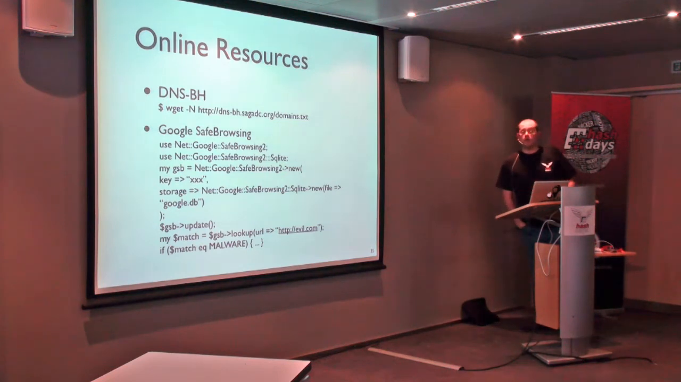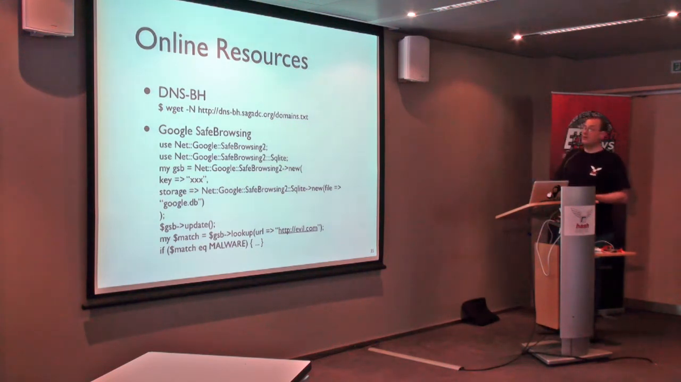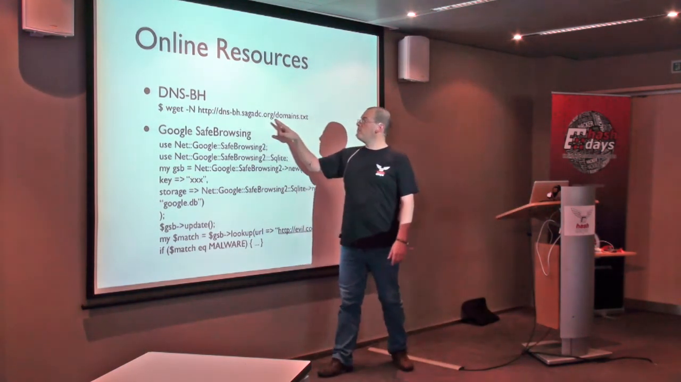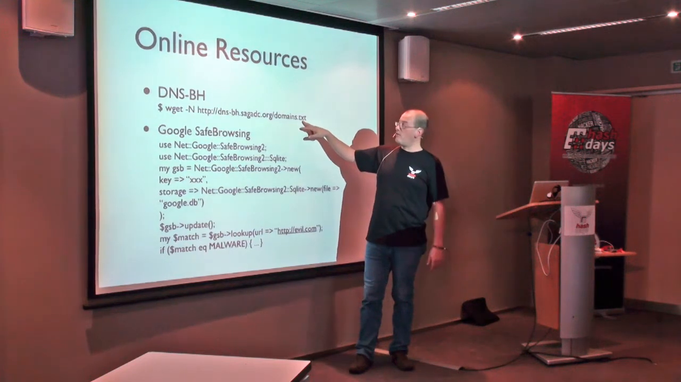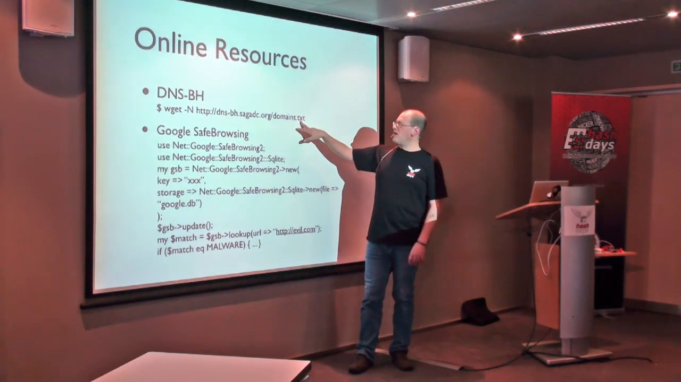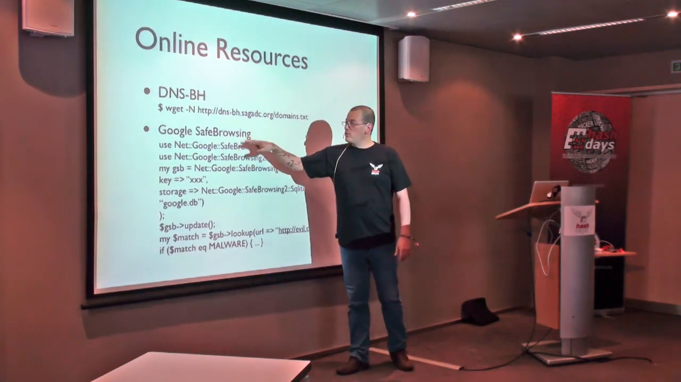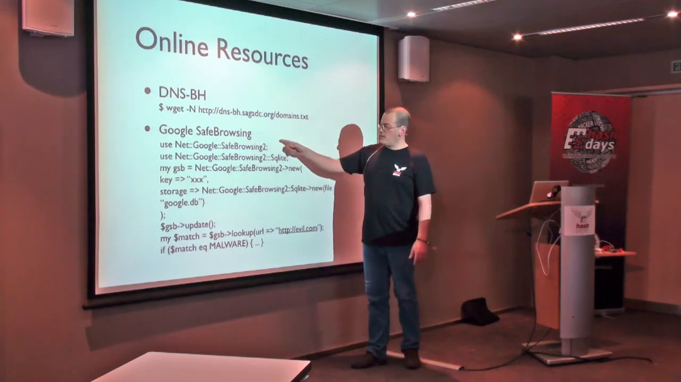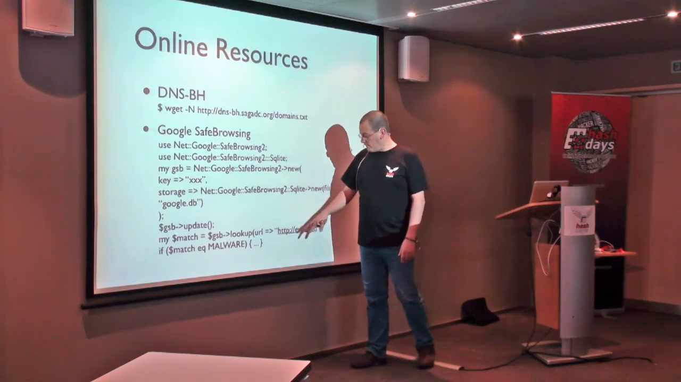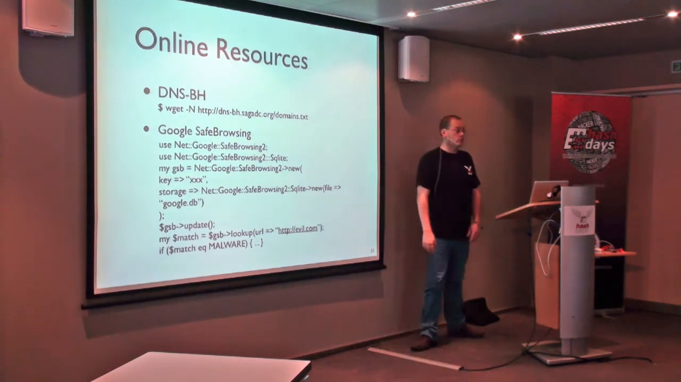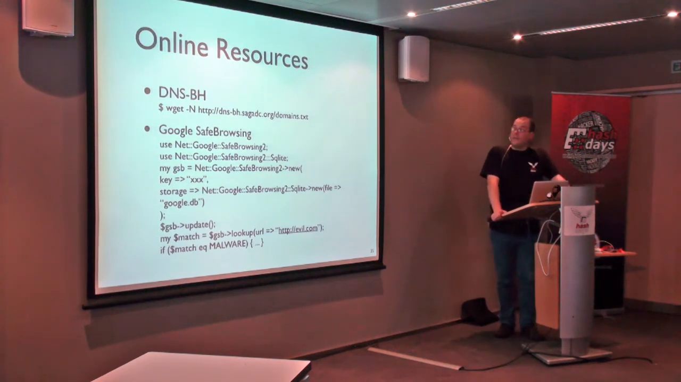First, you can use online resources. A well-known list of suspicious domain names is malwaredomains.com, where you can download a big file at regular intervals. This is a plain text file of malicious domains. It's updated, I think, daily or every 2 or 3 days. And you can also implement Google Safe Browsing. Again, with a few lines of Perl, you can see if this domain, http://evil.com, is malicious or not according to Google. It works quite well.